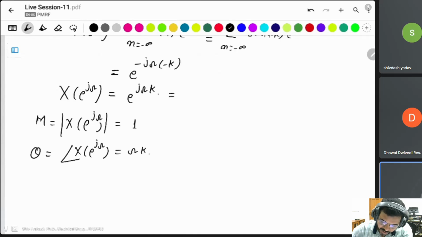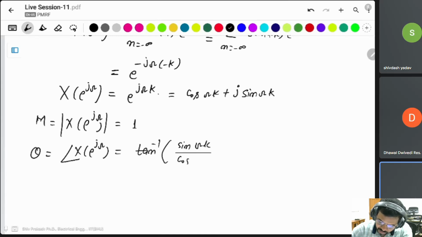Because you can write this as cos of omega k plus j sin omega k. If you find the angle, this will be tan inverse of sin omega k divided by cos omega k. This will be tan inverse of tan omega k. Tan inverse tan will cancel out, so this will be only omega k.